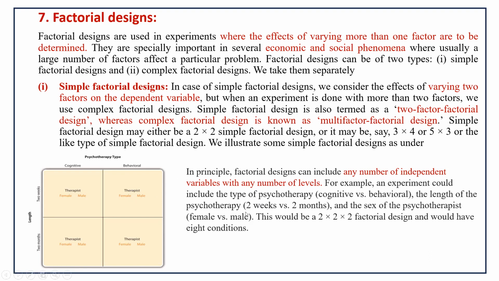Now, there are two types of psychotherapy, cognitive and behavioral. The length of the psychotherapy is again 2 weeks versus 2 months. And the psychotherapist is going to be female or male, so again there are two levels. So this factorial design will be 2 into 2 into 2. You can see cognitive, behavioral; the therapist is going to give therapy to females as well as males, so you have to keep the same number of females and males, and 2 weeks to 2 months. Thus it is 2 into 2 into 2.